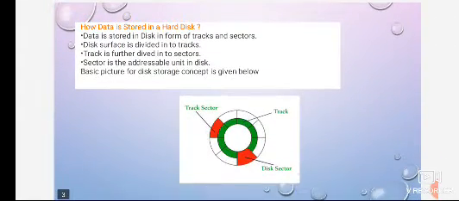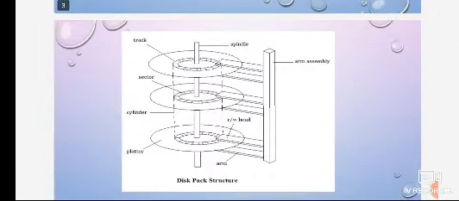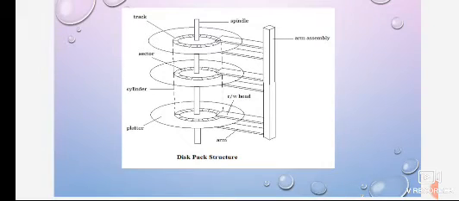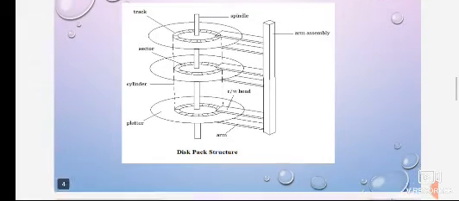How is data stored in a hard disk? The data is stored in a disk in tracks and sectors. The disk surface is divided into tracks. Each track is further divided into sectors. A sector is the addressable unit in a disk. The basic picture of the disk storage concept is given below. So this is the basic structure of a disk storage device. So this is the overall structure of the disk pack.